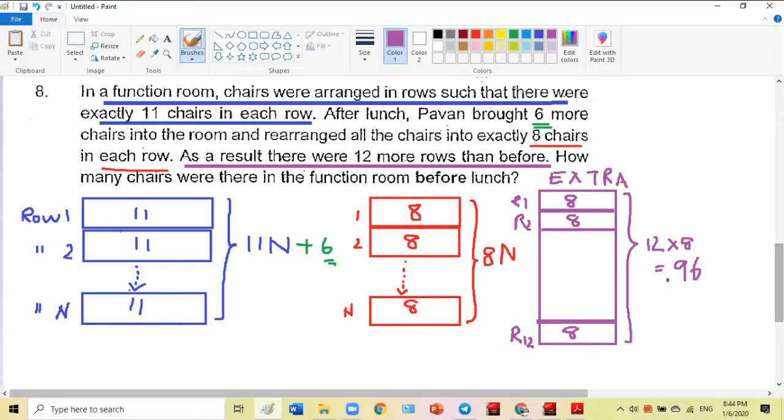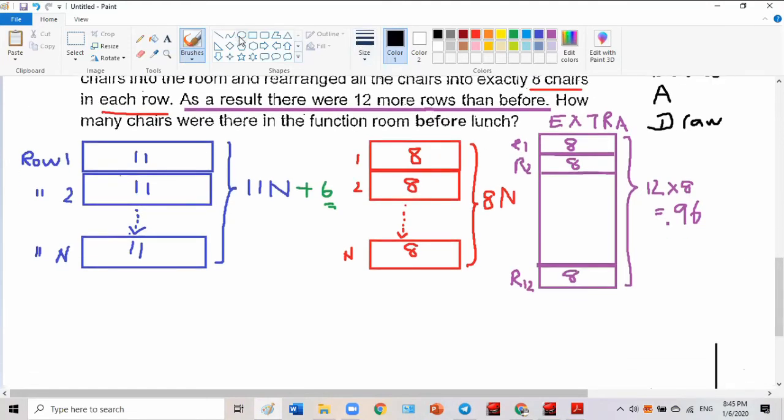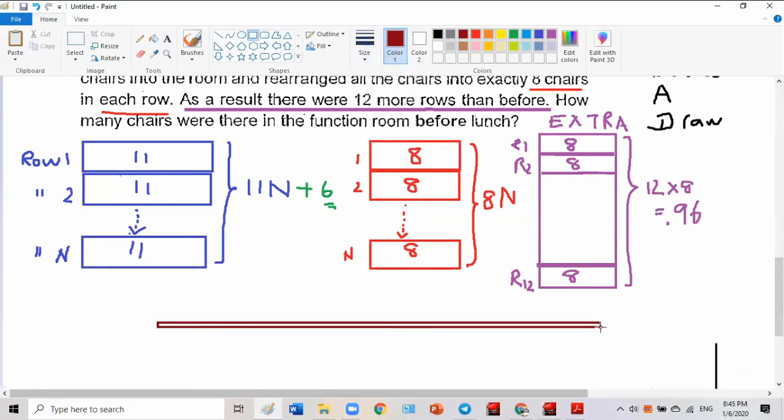Okay? 96. So you see, out of my ratio, the balance, the ABC method, which method am I using here? I'm using the draw, right? After the draw, I'm using the balance. Two steps of my methodology, and we can solve this problem. So after drawing this, the chairs must be in balance, right? How many chairs you have at first must be equal to how many chairs you have in the end, right?